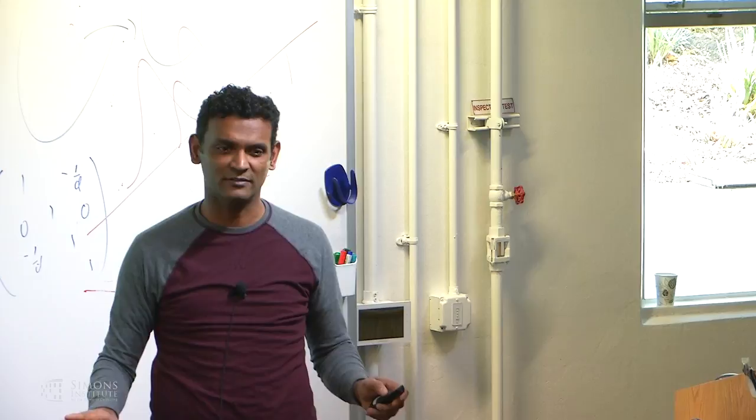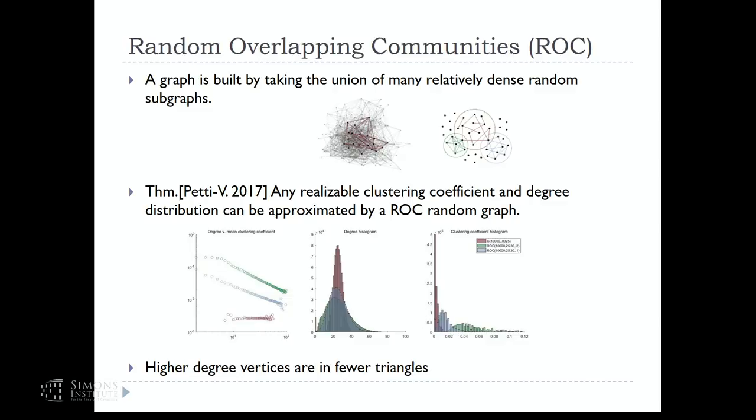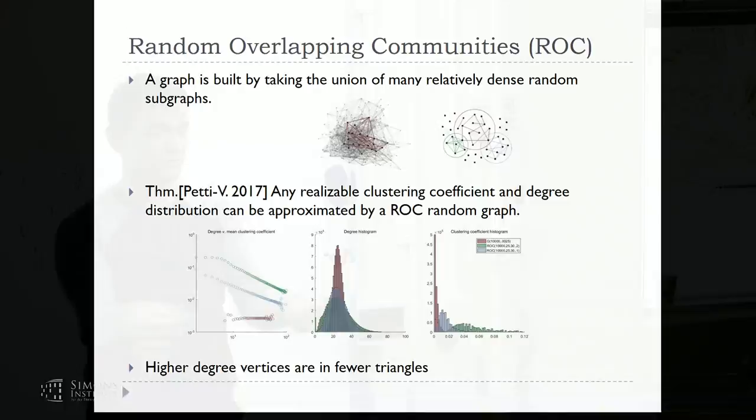you can get clustering coefficients to vary as you want while capturing degree distributions. And in particular, the notion that higher degree vertices are in fewer triangles, so the chance that higher degree vertices have common neighbors is lower than that of lower degree vertices. In GNP, it's flat. The probability of them being joined is independent of the node's degree. But you get that in this model. Anyway, I'll stop here.